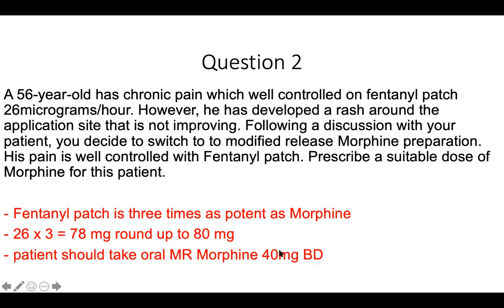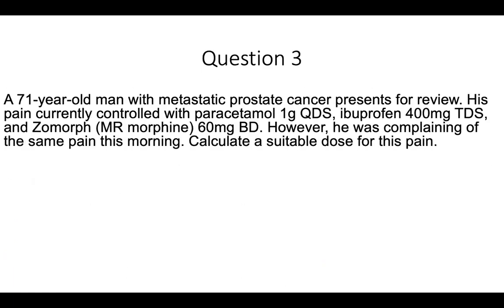I'll send you the conversion chart in the group so you can use it when you answer these questions. Question 3, 71-year-old man with metastatic prostate cancer presents for review. His pain is currently controlled with paracetamol 1 gram QDS, ibuprofen 400 milligram TDS, and Zomorph 60 milligram twice daily. However, he was complaining of the same pain this morning. Calculate a suitable dose for his pain.